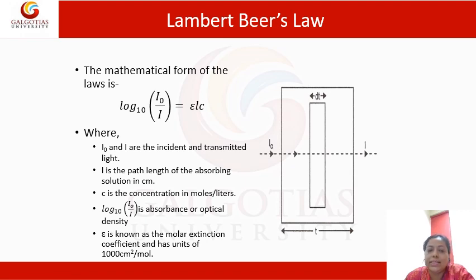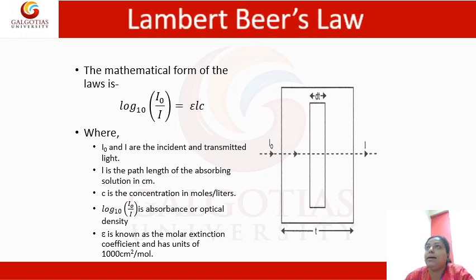So as they're saying, I naught and I are the incident and the transmitted light that we are concerned with. L is the path length of the solution, and it is generally represented in centimeter. Then C is the concentration of the sample in moles per liter, and log to the base 10 I naught by I is actually known as absorbance. The epsilon, that is the constant in this equation, is known as molar absorptivity, and it has a unit of centimeter square per mole. In other words, the ratio of the incident and the transmitted light is known as absorbance.